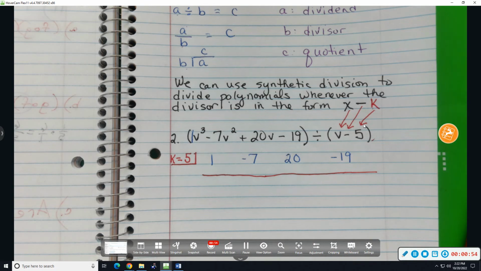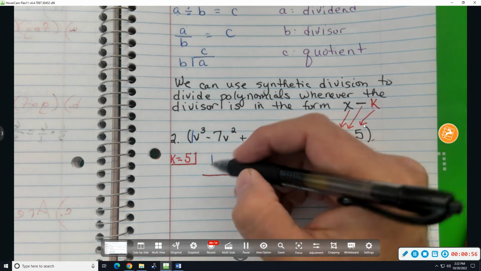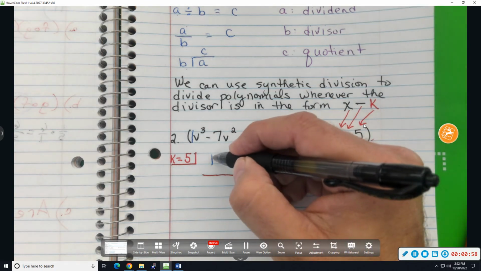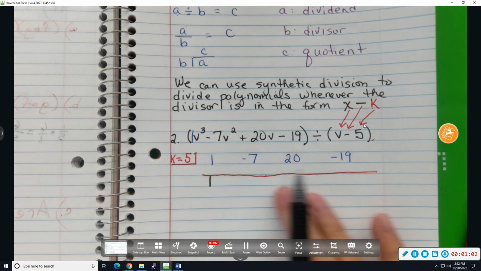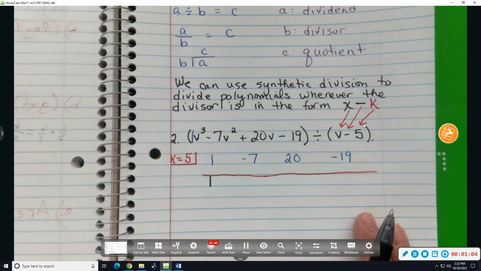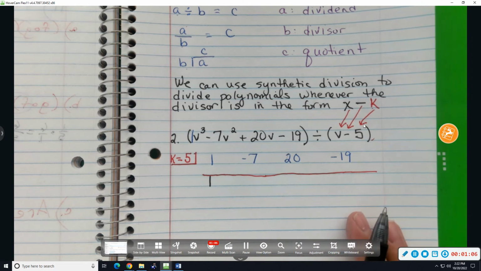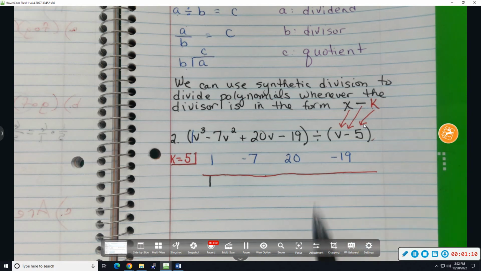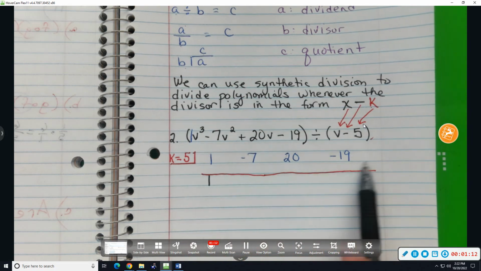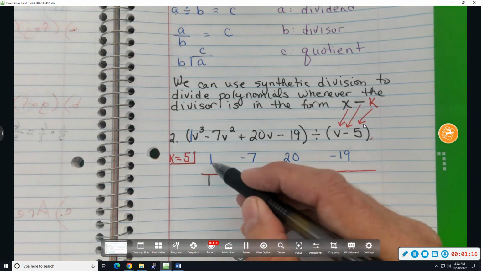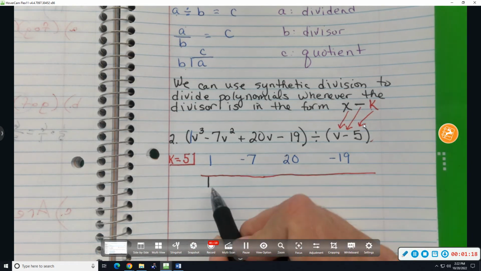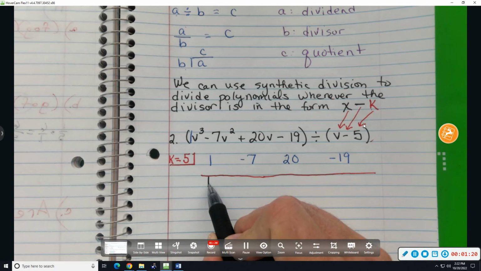And you start this process by carrying this first number down. The numbers that are under the red equal sign, that's going to be where the answer is. The quotient will appear there. So we have the dividend here, the divisor here. Okay, carry down this number, and then follow how I'm doing this.